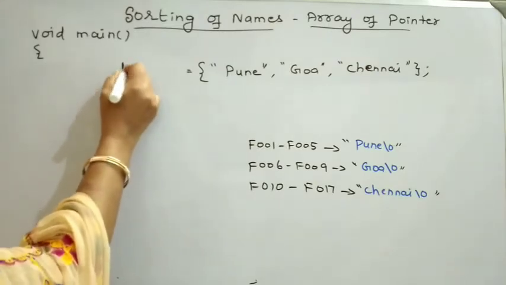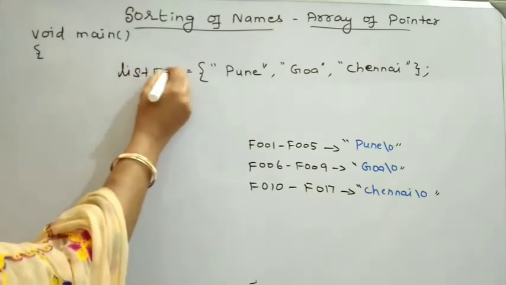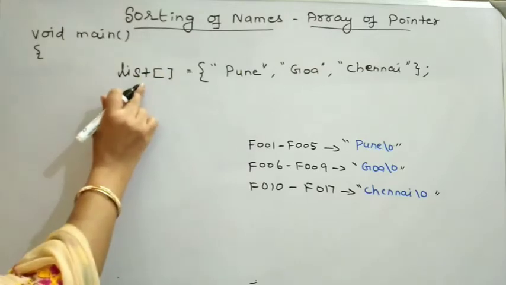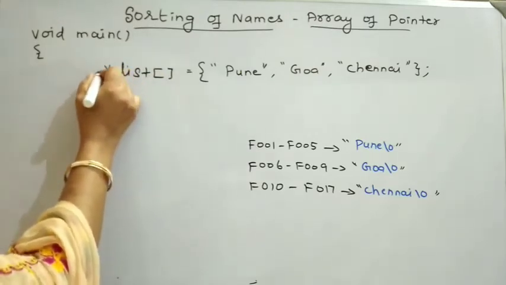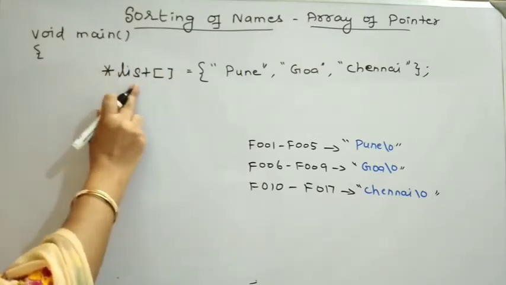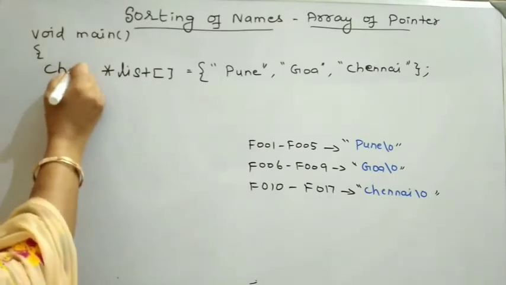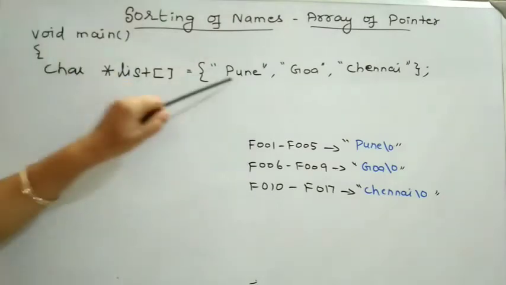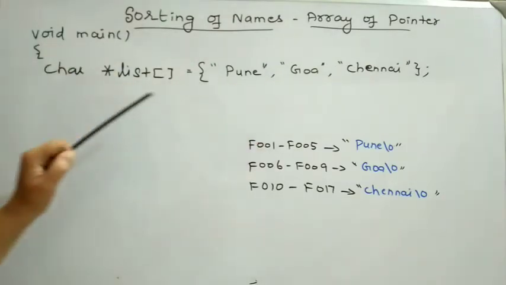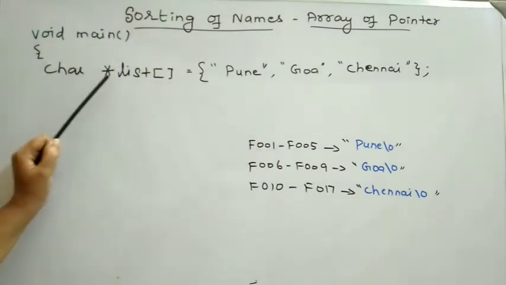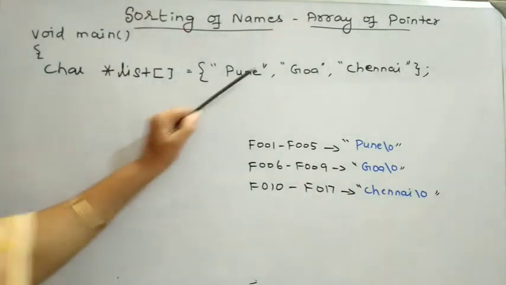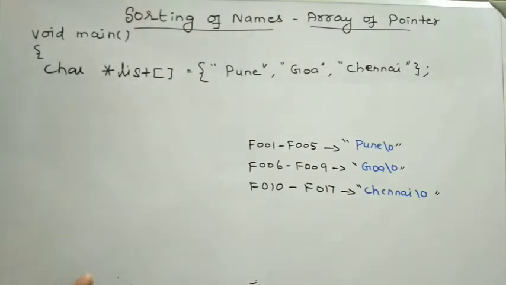That is, I am going to define an array. This array bound specifies list as an array of pointers. The star prefix specifies it is an array of pointers to character. So if I want to store a list of string values, I can make use of an array of pointers to character to store the given list of string values. What is the advantage of using this array of pointers?